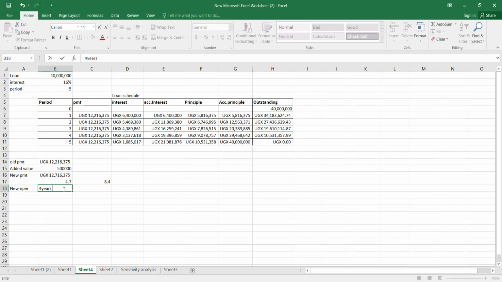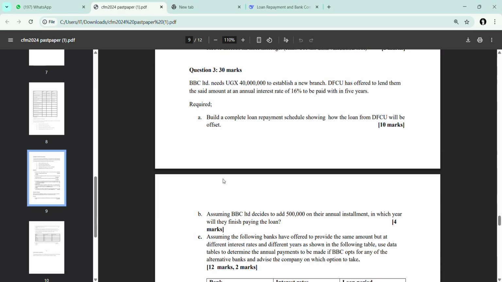So that means we shall need 4 years and 8 months as our new NPER. So BBC Limited will need 4 years and 8 months to complete the loan if at all it is adding 500,000 per year. Okay, so that part of the question is also done.